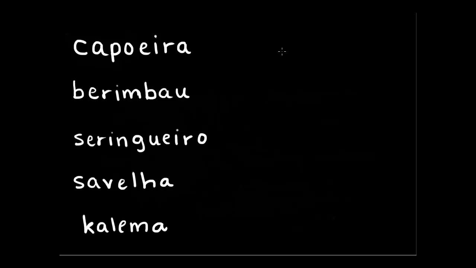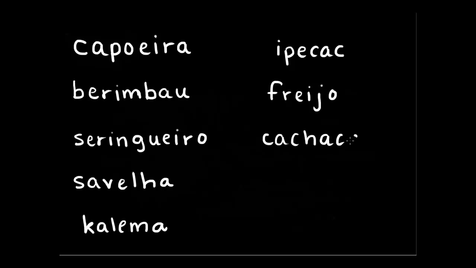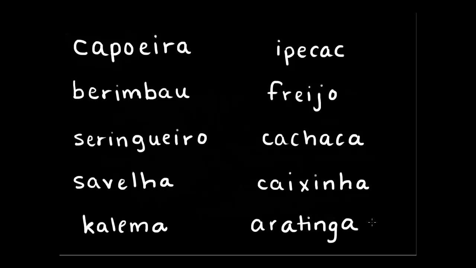The next word was ipecac. Ipecac, or ipecac, but the first pronunciation is the one we'll use. The next word is frejo or freijo. Cachaça, which we have seen. Caixinha. And aratinga. So now we can go through each one of these words and see why they're spelled the way they are.